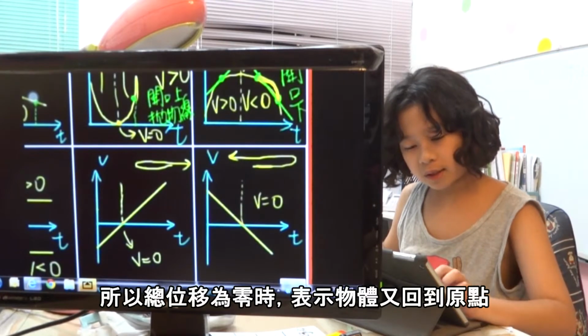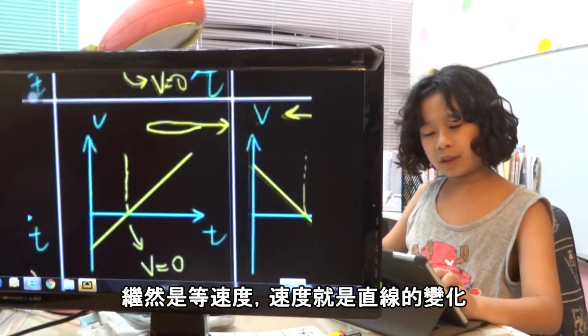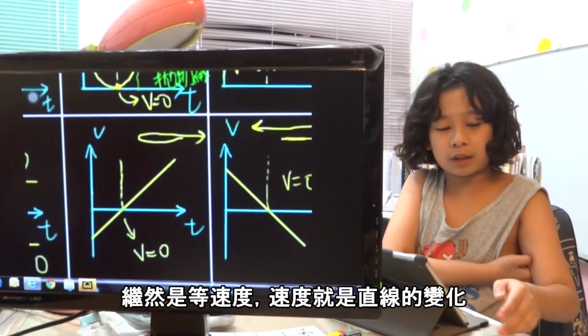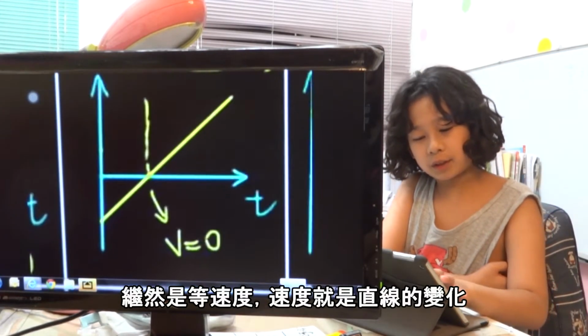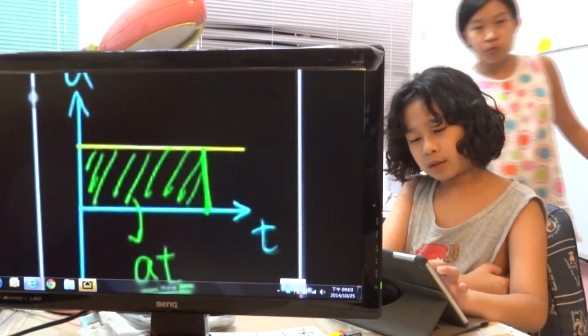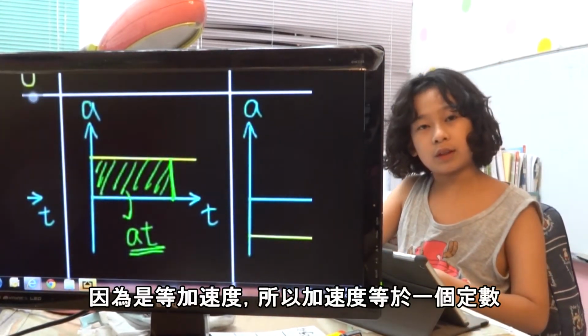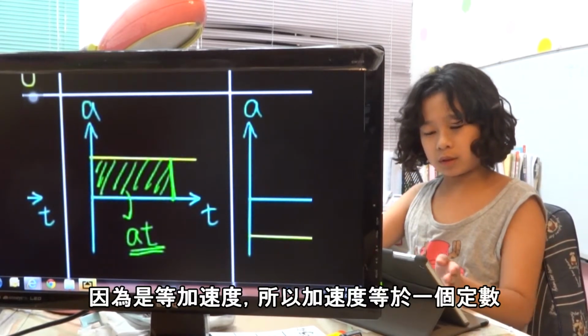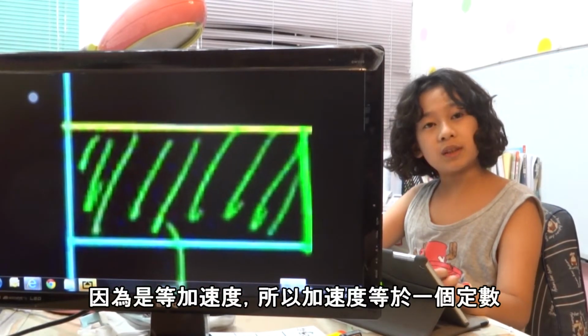Okay, another is a VT diagram. So actually it's a straight line because your acceleration is the same. So a straight line, like that. And another, this is your acceleration over time. So your acceleration keeps the same. So it's the same. And so this is the displacement, AT.